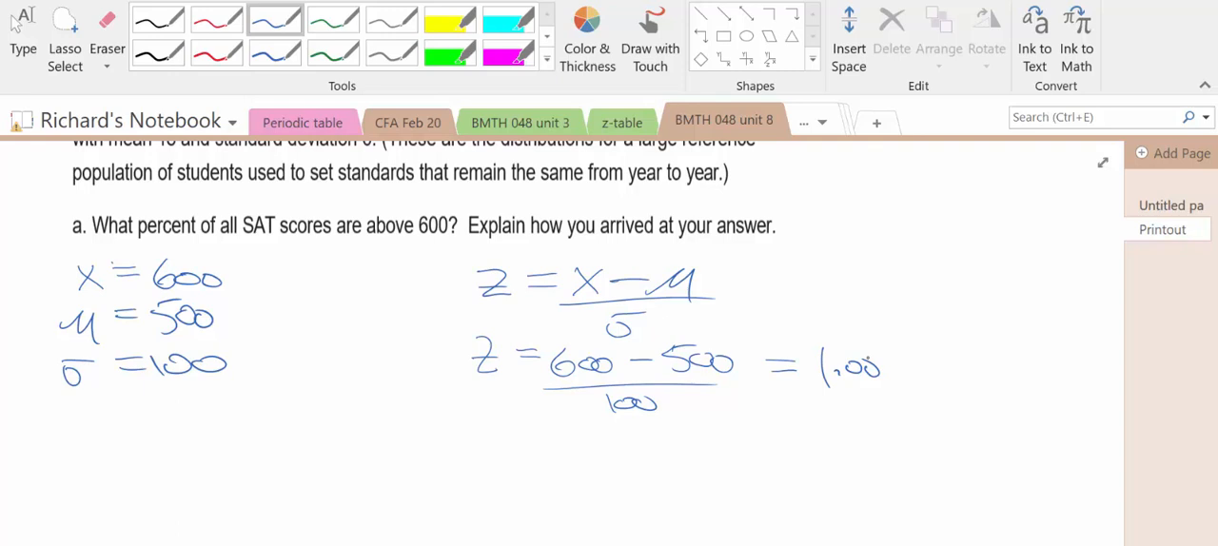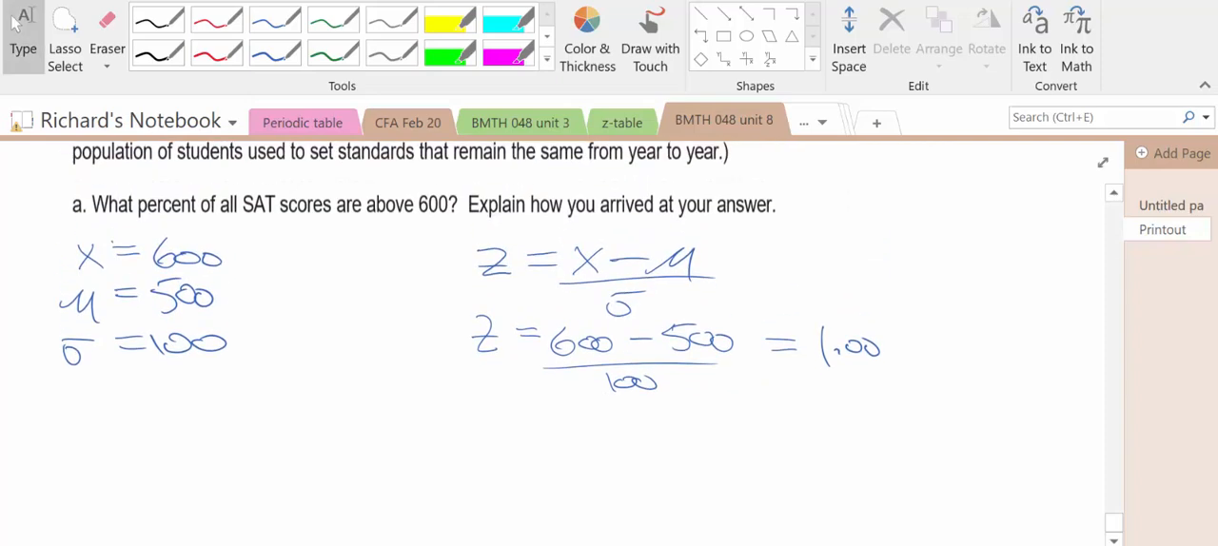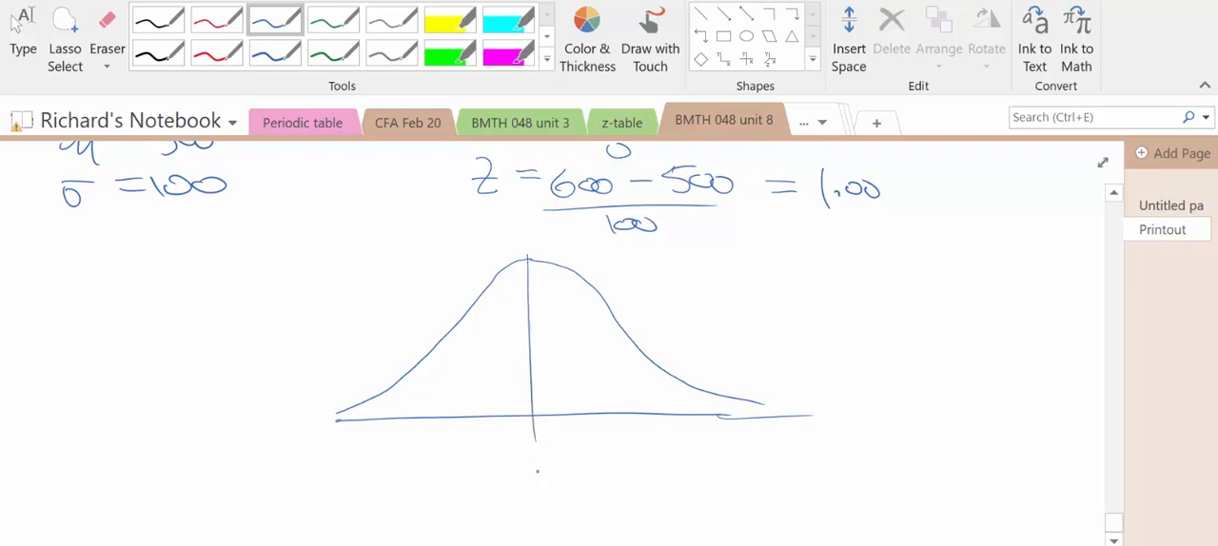So that means that if Z is 1.00, 34.1% of the scores are between the mean and Z equals 1. Let me draw a picture. The question, however, is how many are above 600? The way to answer this is really to draw a picture. Always draw a sketch when you're dealing with Z scores. It's my advice. Okay, so here's our mean. The mean is 500. Standard deviation is 100.